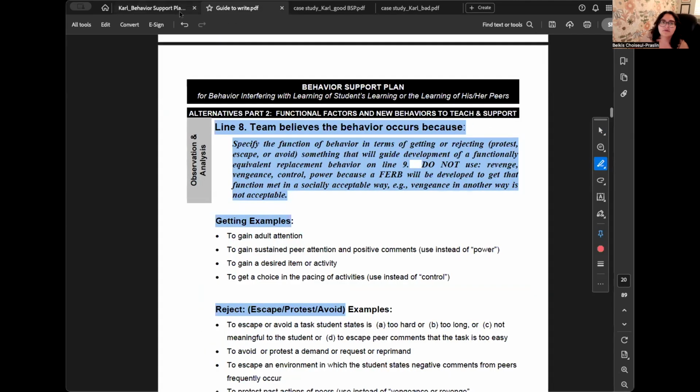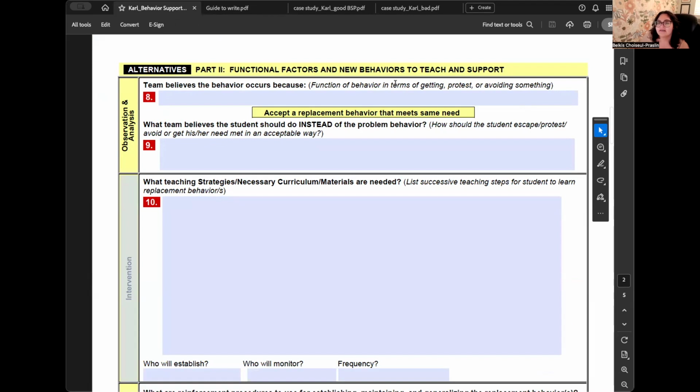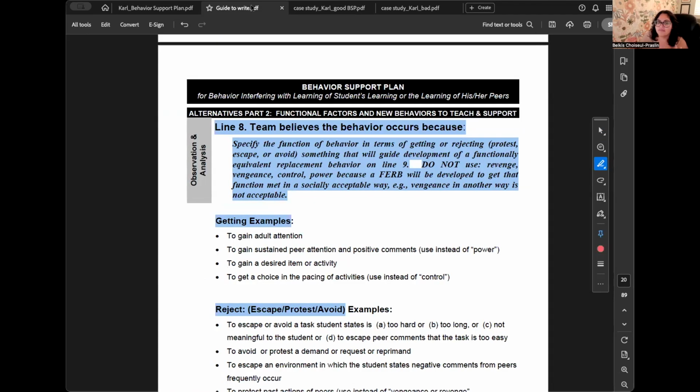The wording, the verbiage, I guess, that they use here is getting something, protesting something, avoiding something. Don't worry about using their specific language, but it's referring to the same functions of behavior that we know. The student is trying to gain access to something, that is their getting example. The student is trying to escape a situation, that's still escape. The student is trying to get attention from something, that's part of their getting here, and the student is perhaps having a sensory need.